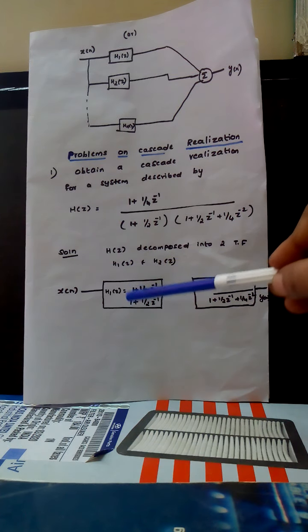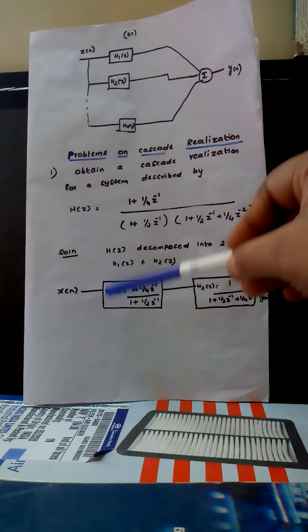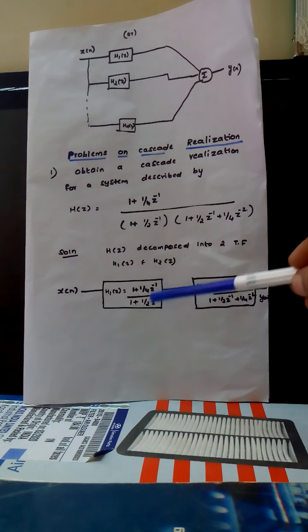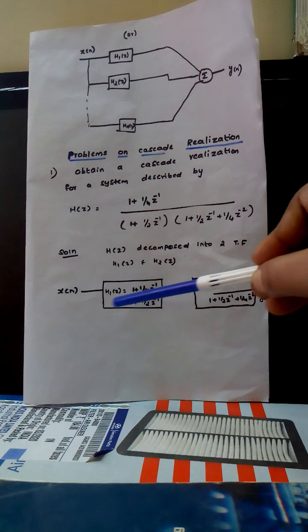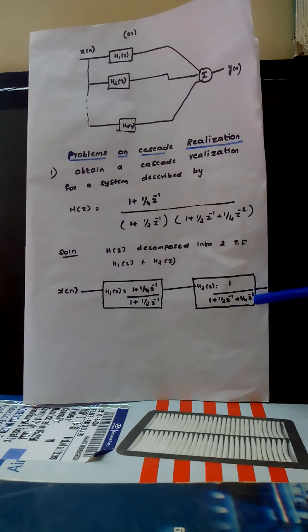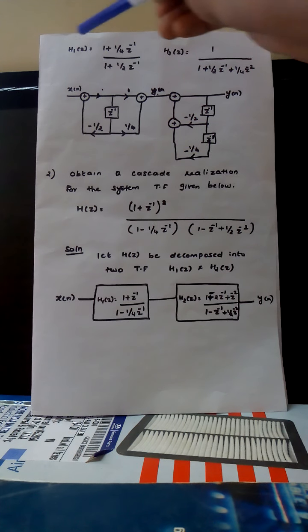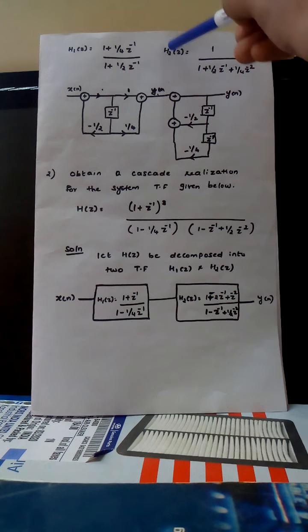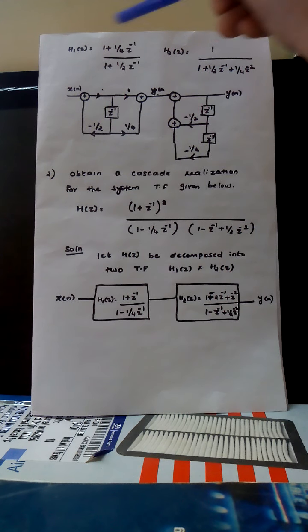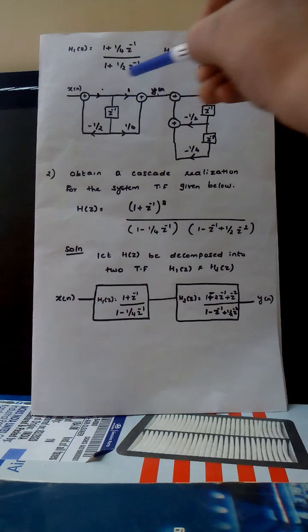So already I told, each subsystem will be realized in a direct form 2. So this I have to draw in direct form 2, and this I have to do in direct form 2, and we have to make the product here. So the first system is H1 of z, the second system is H2 of z. So first we have to draw the direct form 2 for this system.